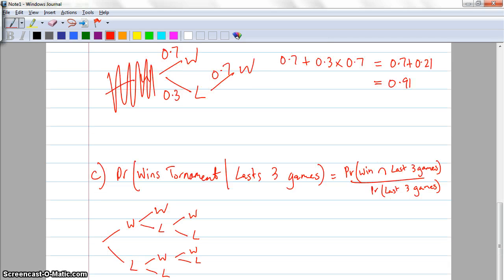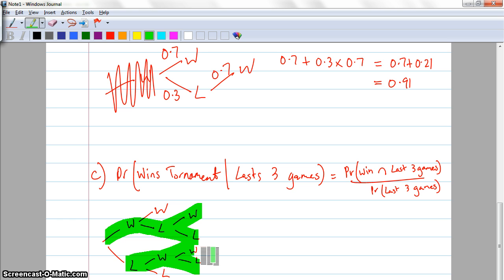Okay, I also want to go through the working out of C. I won't do the whole question, but question C says, what's the probability that he wins the whole tournament, given that it lasts for 3 games? So again, I've got my tree diagram down here. What I'm going to do is, in orange, or in a different colour, green, let's say, I'm going to put down all the possible ones for when it lasts 3 games. So we know that it lasts 3 games this time. So we know that it could be this one, or this one, or this one. Those are the options that it could be.